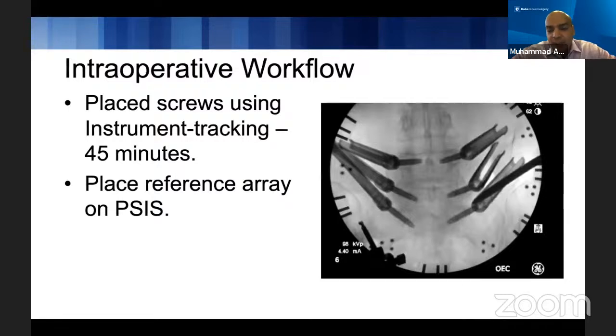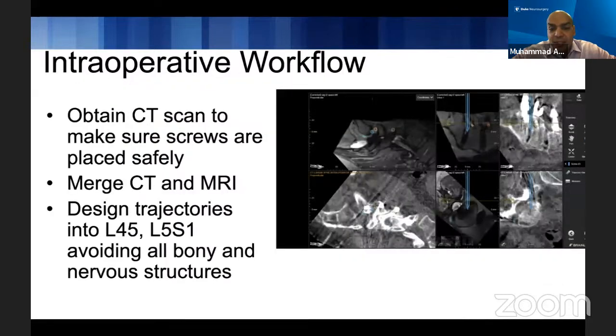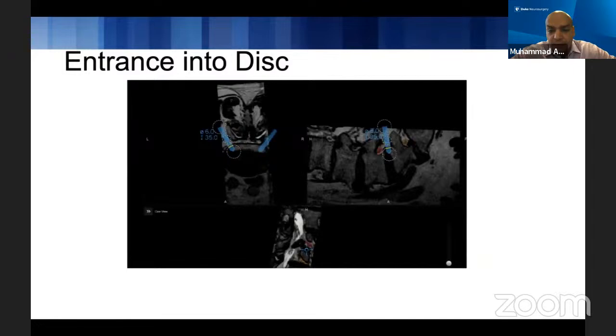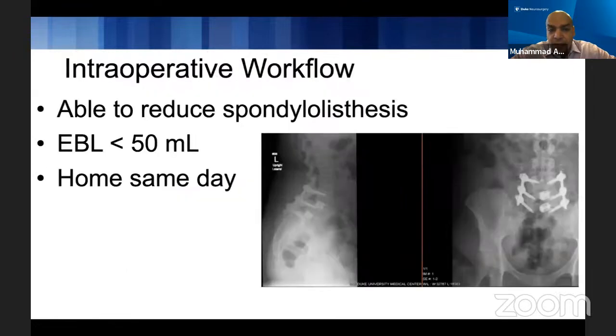It's my standard operating procedure to get a CT scan after I put my screws in to make sure everything looks good. We merge that CT scan with a preoperative MRI where we've segmented out the nerves and so on. And then we can do this percutaneous method entering into the disc. And here you can see that we're missing the exiting nerve root. And we're able to do this surgery completely percutaneous.